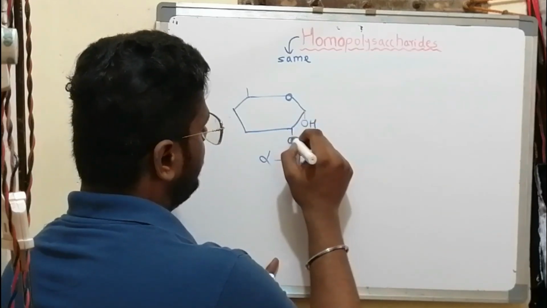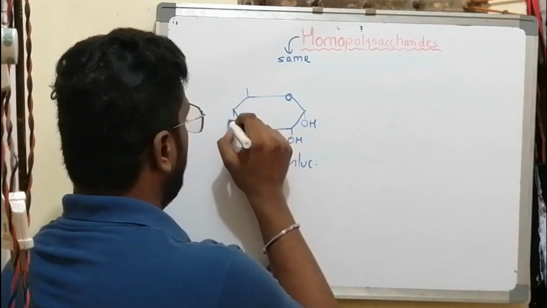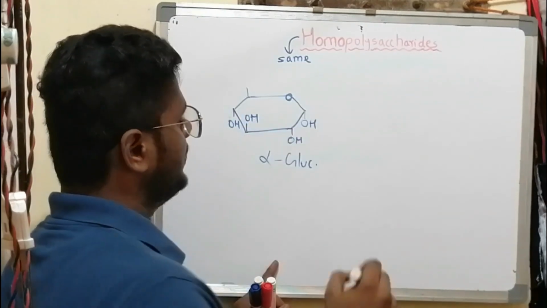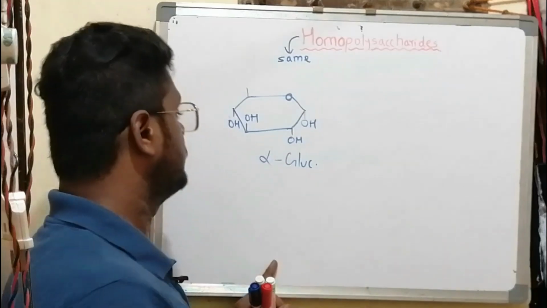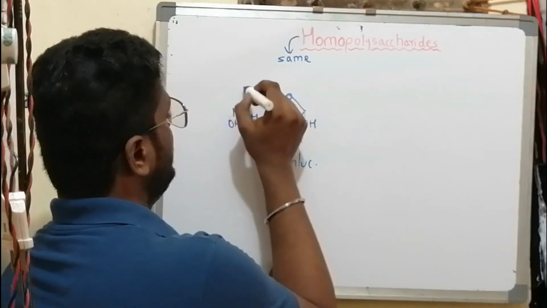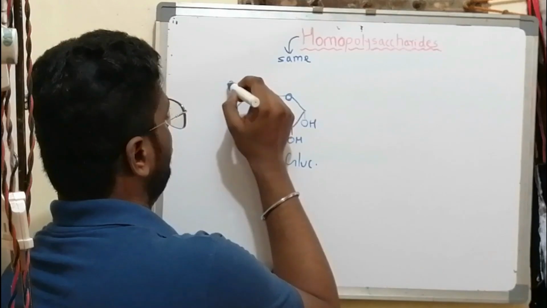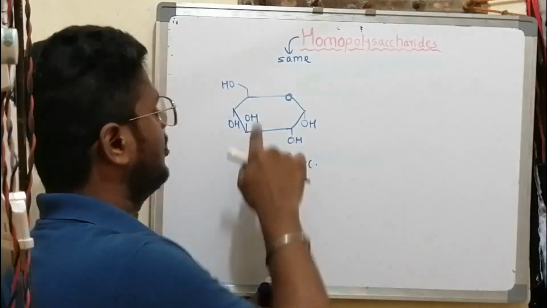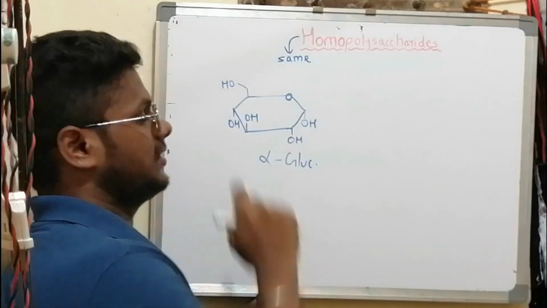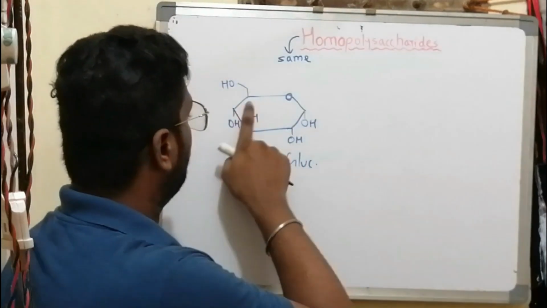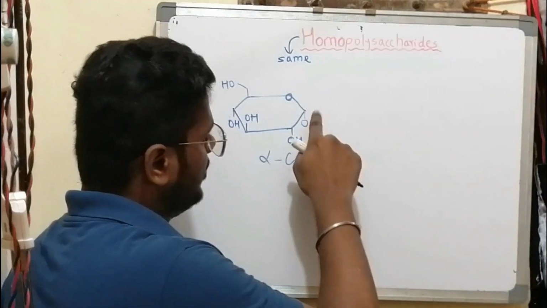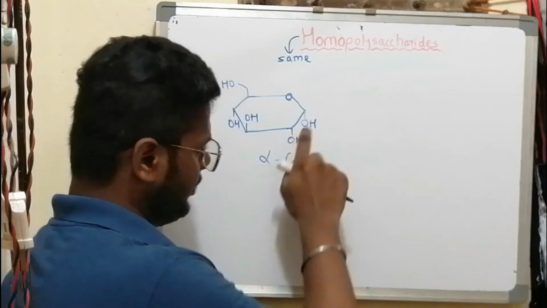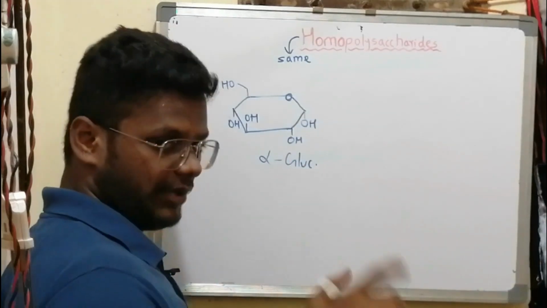and everywhere else the OH will be downwards only, except at the third position. We all know that at the third position the position of OH changes, and at the 6th position also there will be OH. Only at the 5th carbon the OH will be absent because it is already holding the 6th carbon here. So remember, at the 5th carbon we won't have any OH, and at the first carbon if the OH position is downwards, then it would be alpha glucose, and if present upwards, then beta glucose.